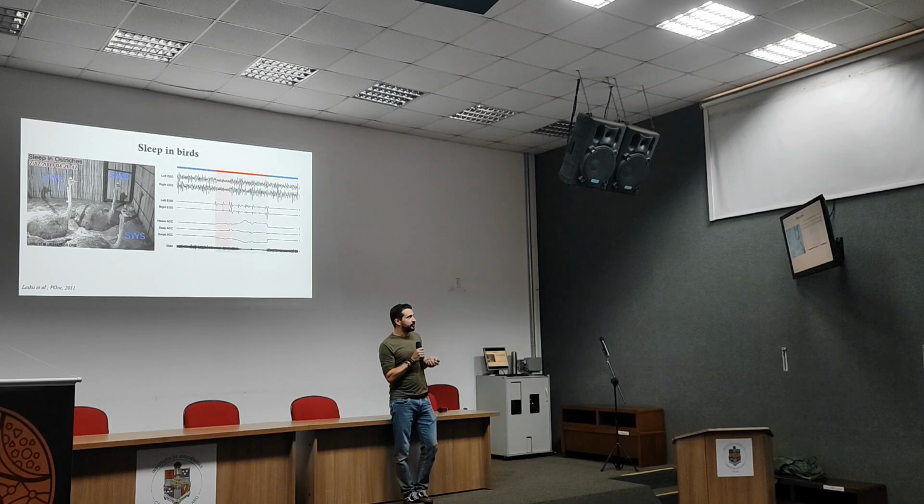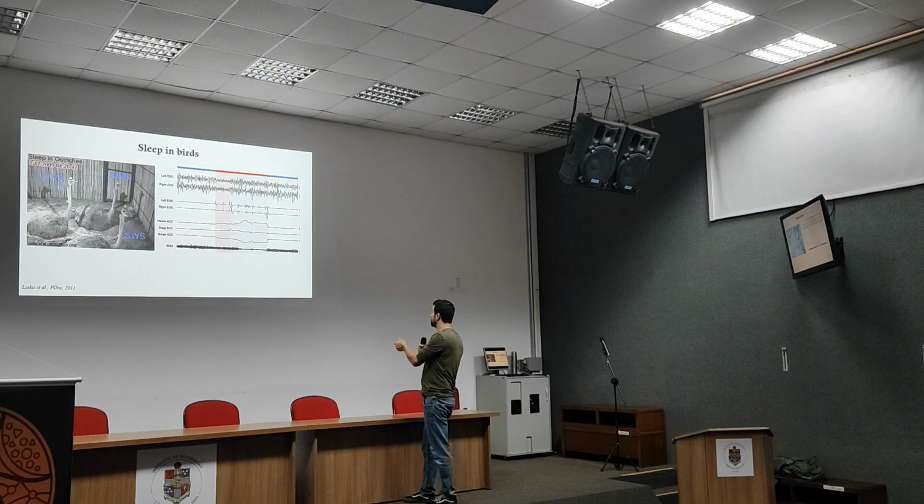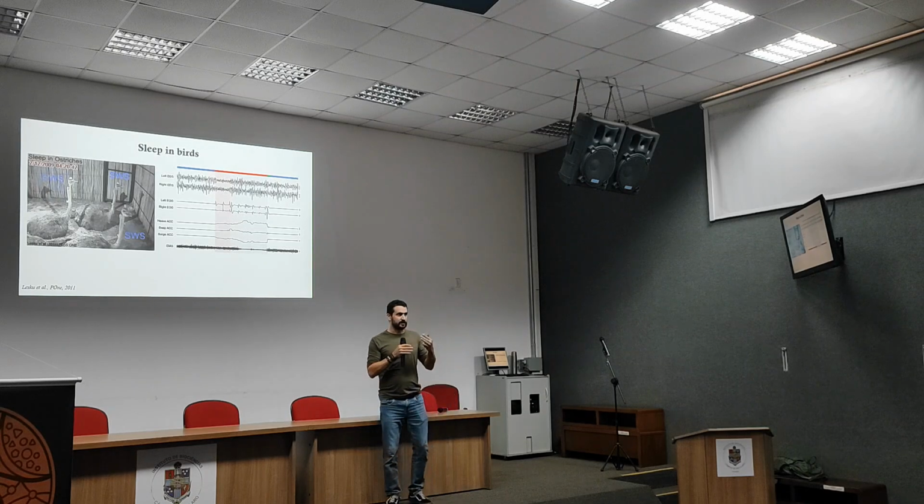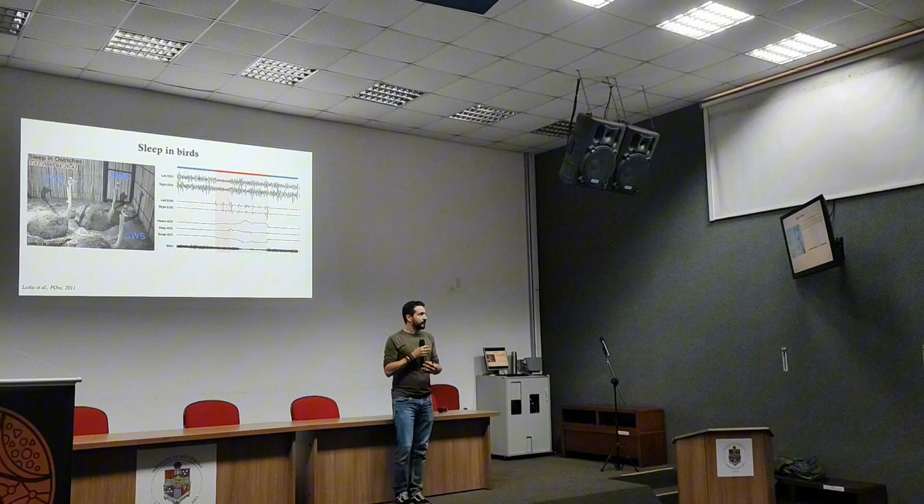A short example also for the ostrich that shows that there is brain activity, slow wave activity related to eye movements. We can see here the slow wave activity and the eye movements associated with muscle atonia. So all the traits of REM sleep seem to be mixed depending on the species.